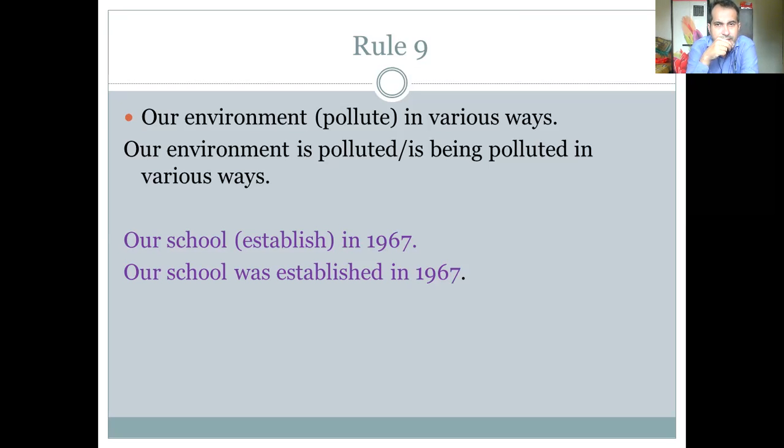The next example, here you see the year 1967 is mentioned. That means it is an incident of the past. That's why it is done in this way: our school was established in 1967. Past tense is used and passive voice is also used, and using these two rules you can easily make a solution to this exercise.